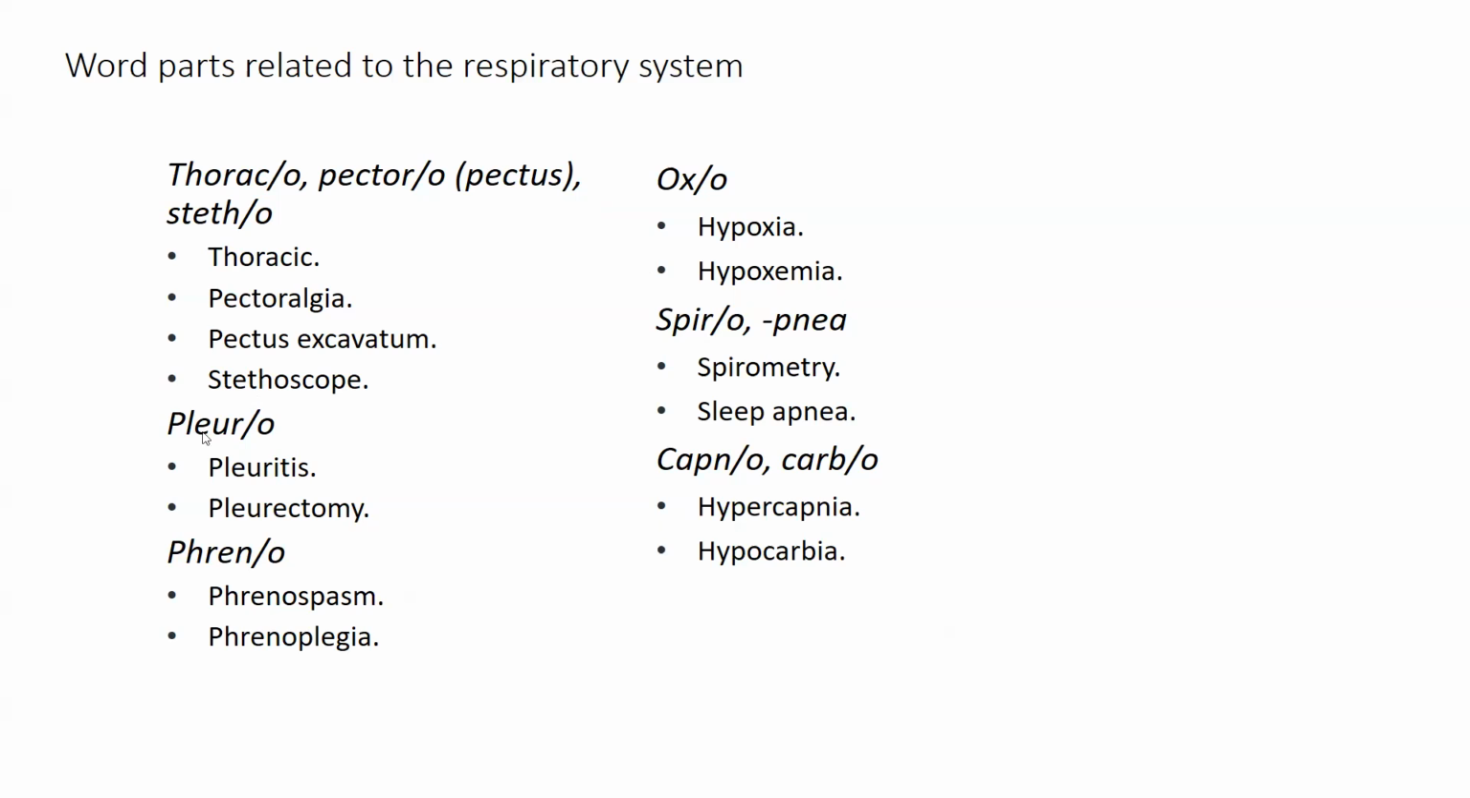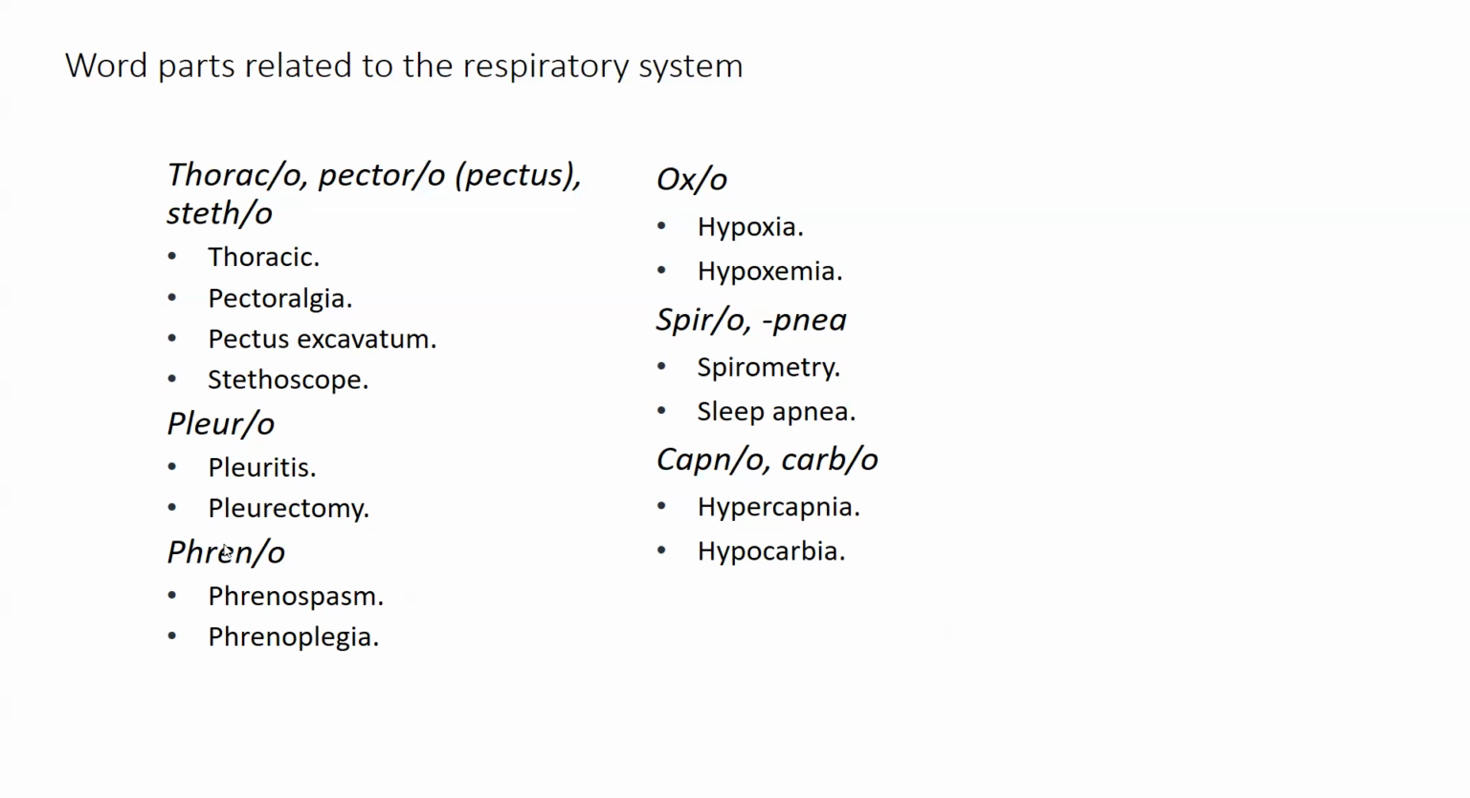Pleuro refers to membranes that cover the lungs. So there's an outer pleural membrane that lines the inside of the rib cage and the top of the diaphragm, and an inner pleural membrane that is held tight to the surface of the lungs. Those two membranes are in close contact with each other normally and are never separated under normal conditions. So pleuritis is specifically an inflammation of the membranes that surround the lung. A pleurectomy, of course, would be a removal of those membranes.